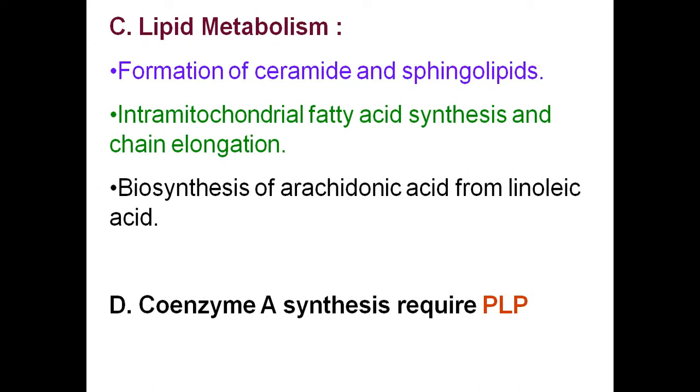Now pyridoxal phosphate is also required in lipid metabolism. The formation of ceramide and sphingolipids requires pyridoxal phosphate. Intramitochondrial fatty acid synthesis and chain elongation also require PLP. Biosynthesis of arachidonic acid from linoleic acid also requires pyridoxal phosphate. Coenzyme A synthesis also requires PLP.